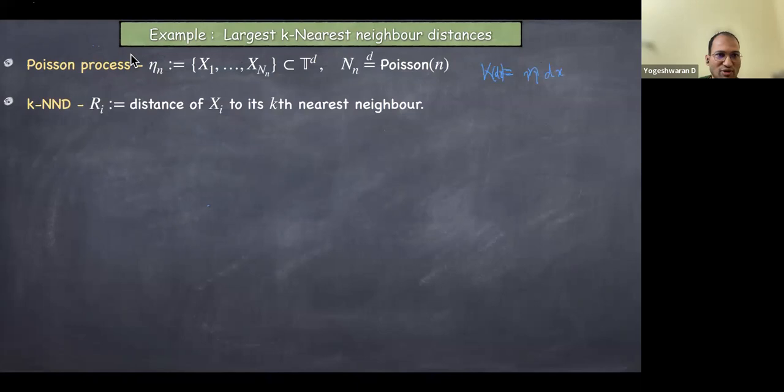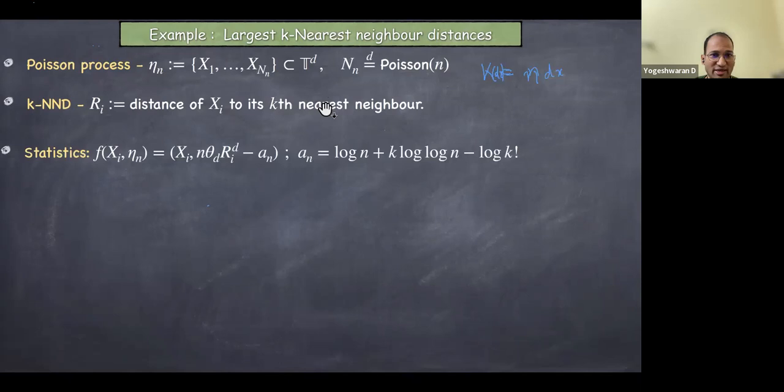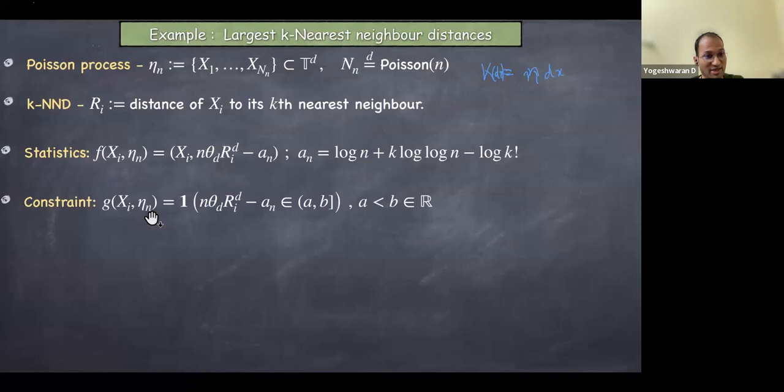Okay. And then r_i is the distance to the k-nearest neighbor. f of (x_i, eta_n) is nothing but the suitably scaled distance and the point. And g is my acceptance-rejection. I accept a point when, after suitable scaling, it is in an interval a to b. The scaled distances should lie in an interval. This is important. This is my constraint. This is my acceptance-rejection and this is the function.